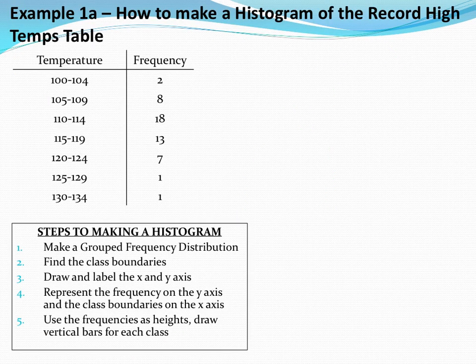Let's go ahead and do an example. Example 1A: how to make a histogram, a regular histogram, of the record high temps. This is the actual grouped frequency that you made several days ago. Here are our steps to making a histogram. Make a grouped frequency distribution.